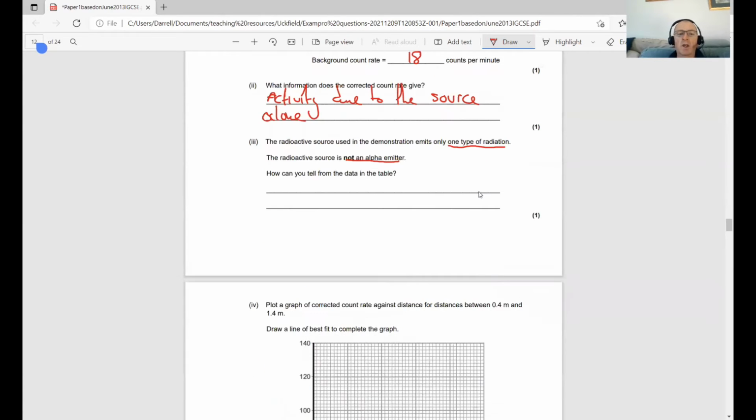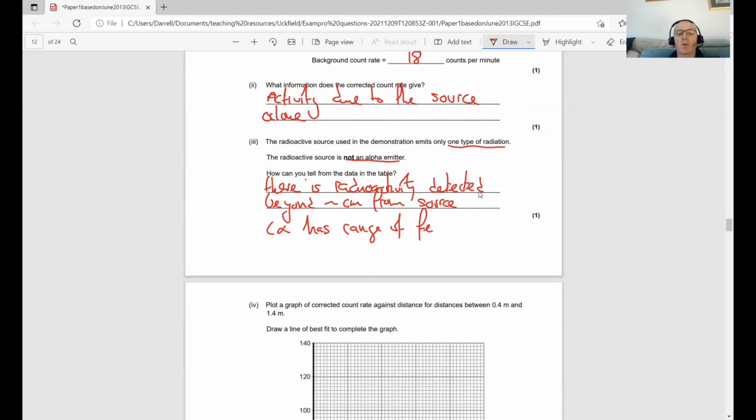So how do we say that then? There is radioactivity detected beyond a few centimeters from the source, and alpha has a range of a few centimeters in air. So it can't be alpha, because whatever this radiation is, it is traveling a lot further than a few centimeters.